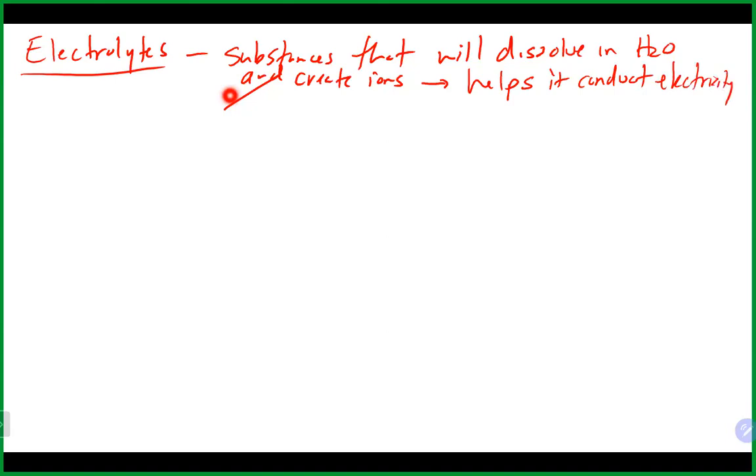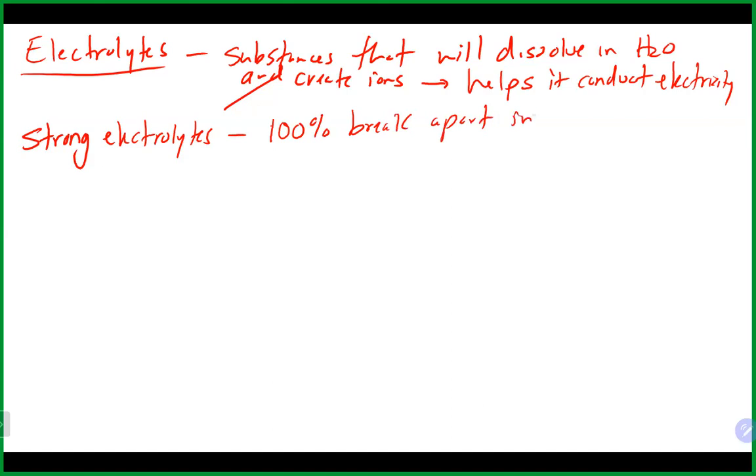So there are a couple of different types of electrolytes. There are strong electrolytes. And strong electrolytes 100% break apart into ions. And because they 100% break apart into ions, they conduct electricity really well.